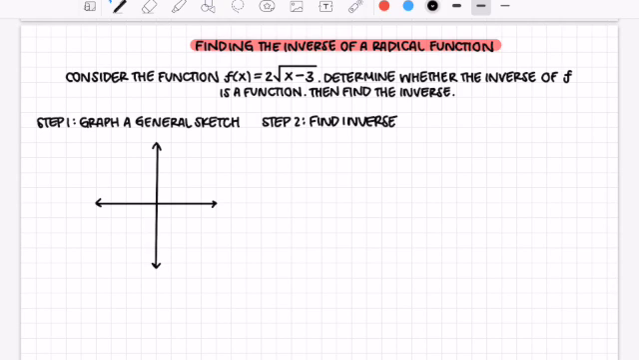Finding the inverse of a radical function. Consider the function f of x equals 2 times the square root of x minus 3. Determine whether the inverse of f is a function, then find the inverse.